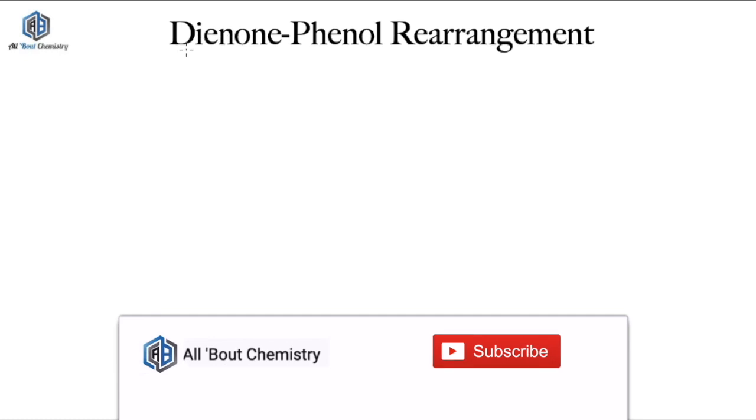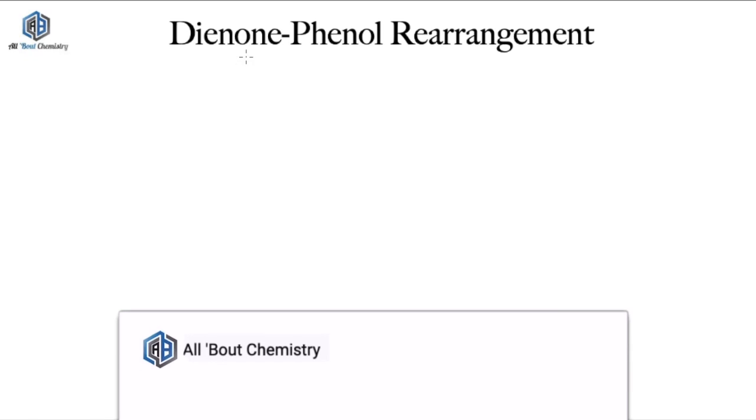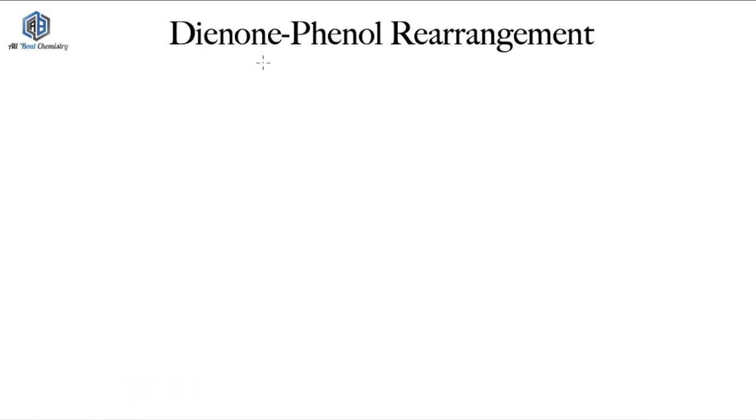As the name suggests, in the Dienone-Phenol rearrangement you will have two enone parts. An enone means an alpha-beta unsaturated ketone, and di means there are two of them. That dienone gets converted into a phenol through rearrangement. That is what happens in the Dienone-Phenol rearrangement.